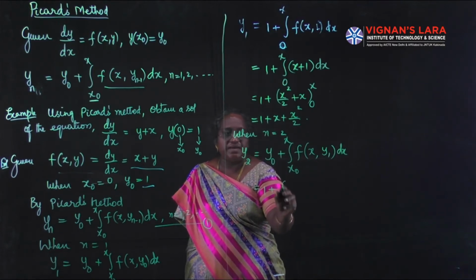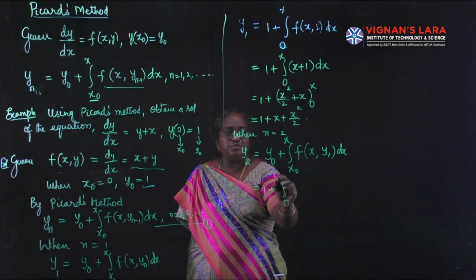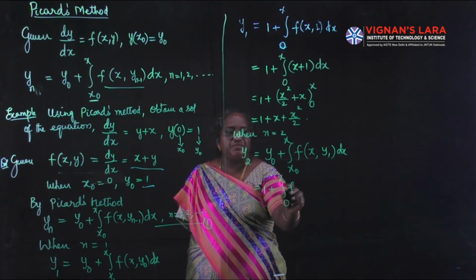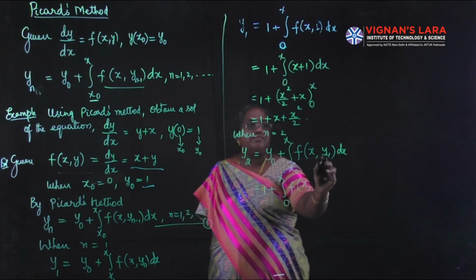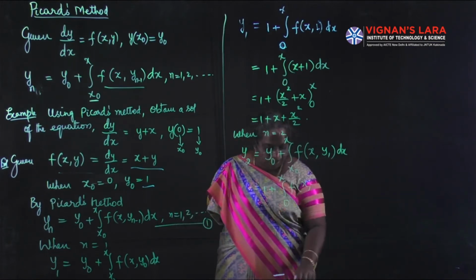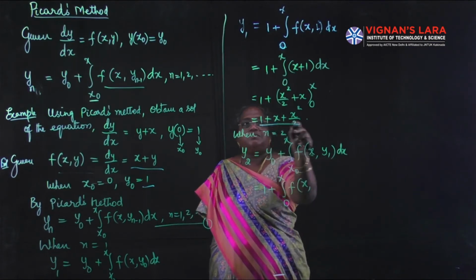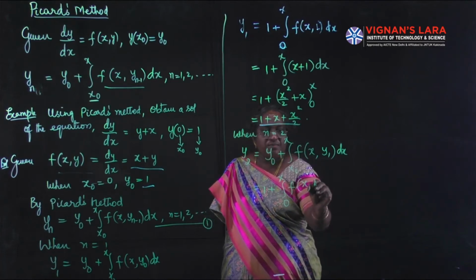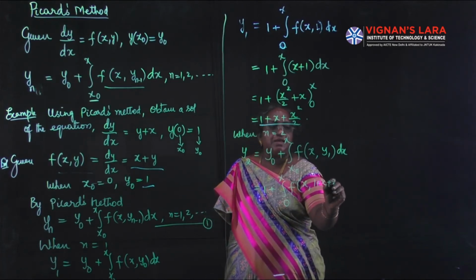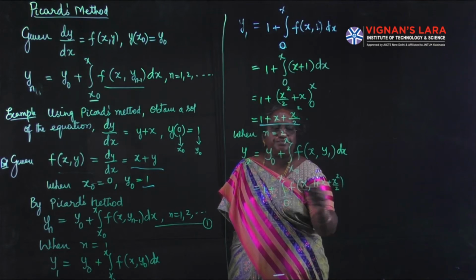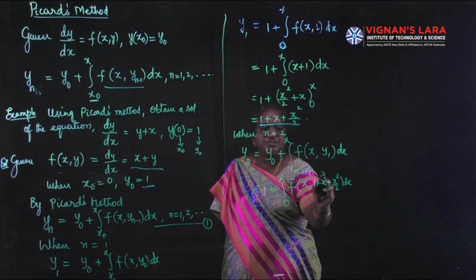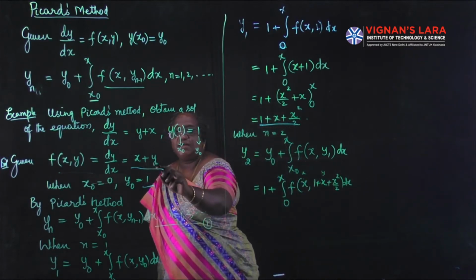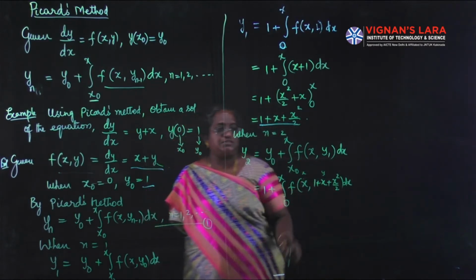1 plus, what is our x0? 0. x is x, f of x is x, no change. Only we have to write instead of y1 the value we got above, 1 plus x square by 2. In the integral, instead of y, here I have to write 1 plus x square by 2 dx.